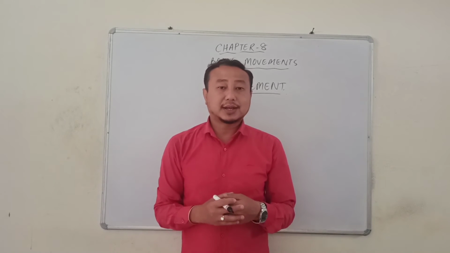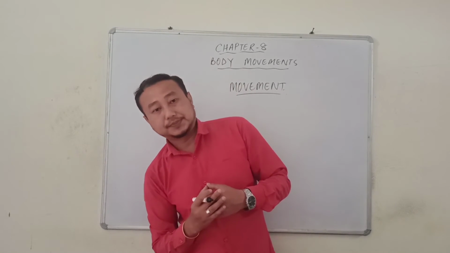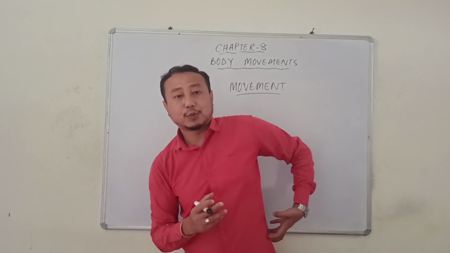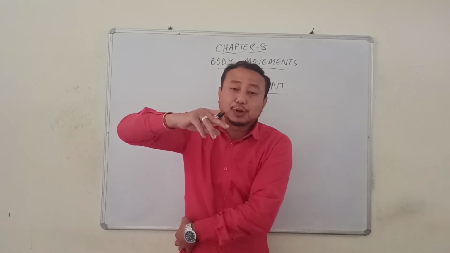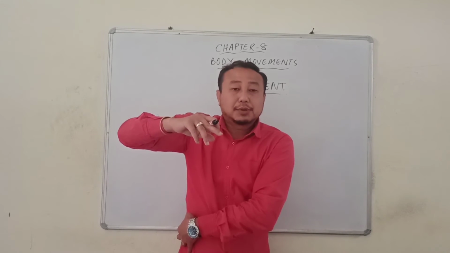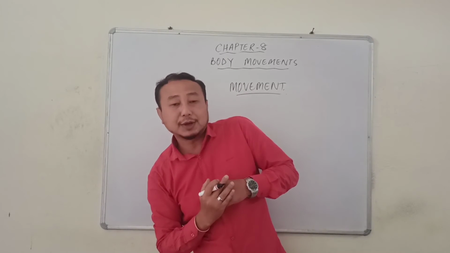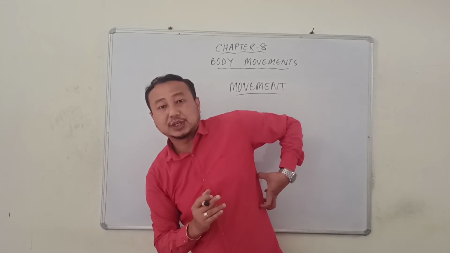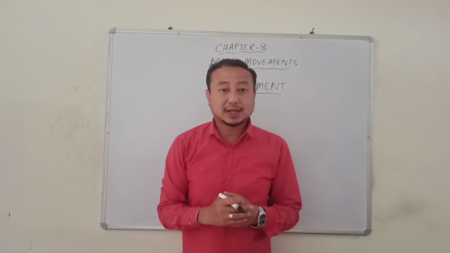Let us take one another example. Suppose we think of bending our body in this direction. At that time, the muscle that is present on this side of our body will relax, while the muscle that is present on this side of the body will contract. Because of which our body bends in this direction. But if we want to come back to our original position, the muscle that is present on this side will contract, while the muscle that is present on this side will relax.